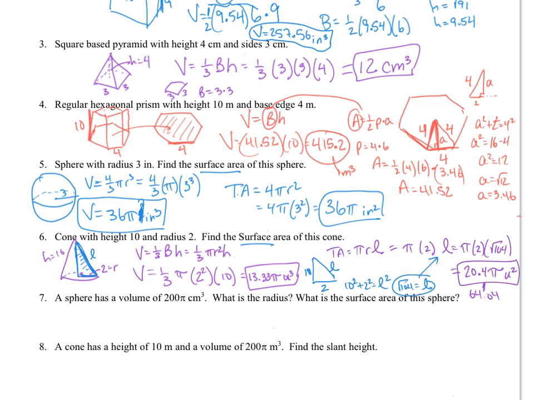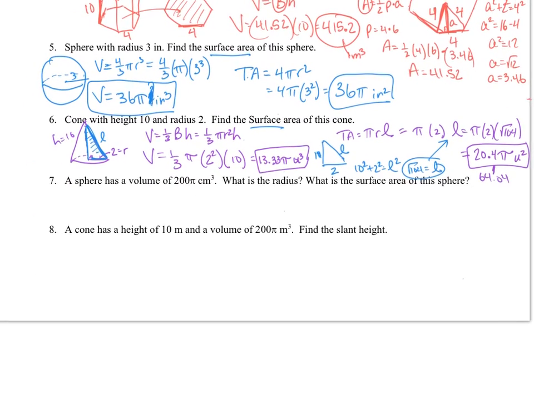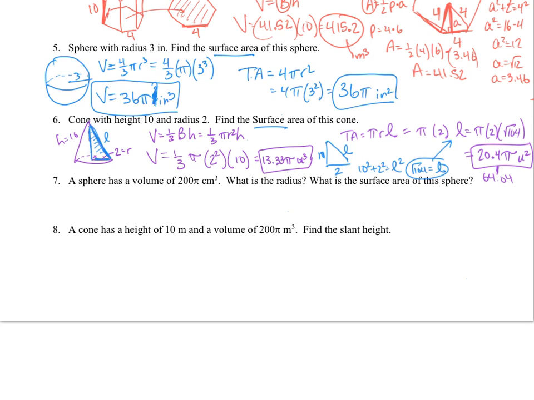Okay, for the next problem, we have a sphere with a volume of 200 pi. What is the radius? What is the surface area? All right, let's see. So on my sphere, there's my radius, and I've got a volume of 200 pi cubic centimeters. And the volume is equal to 4/3 pi r cubed. So I can go through and solve for that radius.